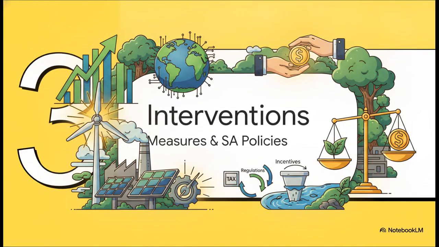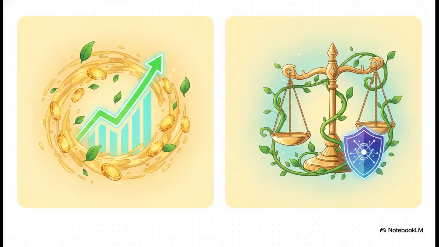Let's jump into Section 3, Interventions. What measures and South African policies are actually in play to fix this? When the government steps in, their interventions basically fall into 2 distinct camps, and you absolutely need to know the difference. First up, we have market-based instruments.